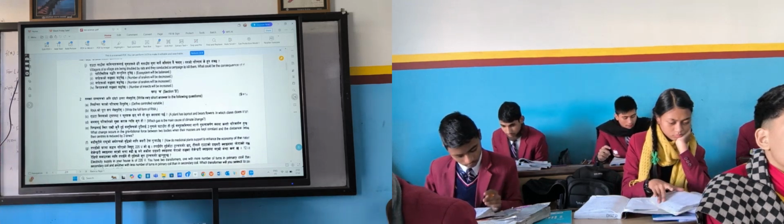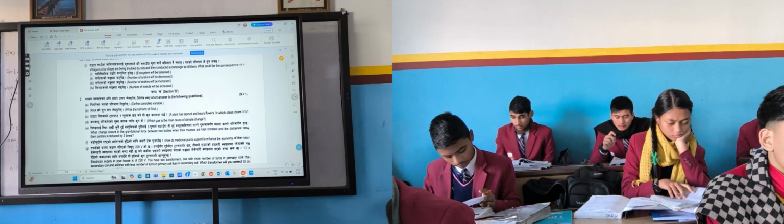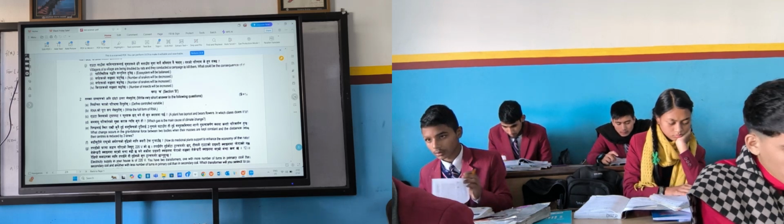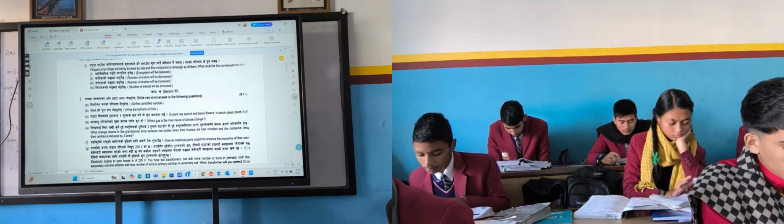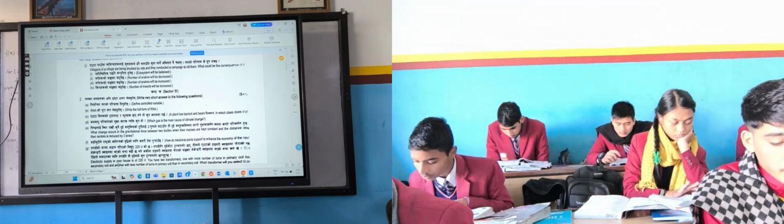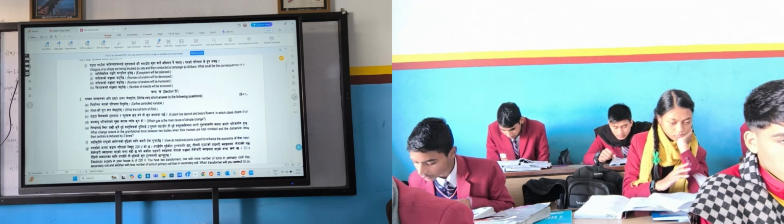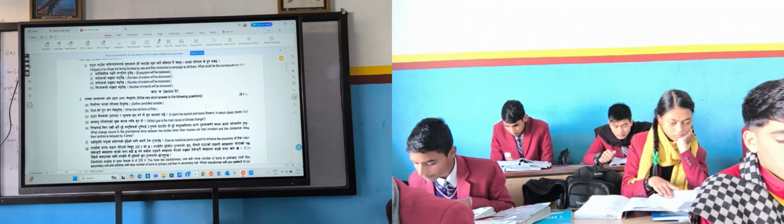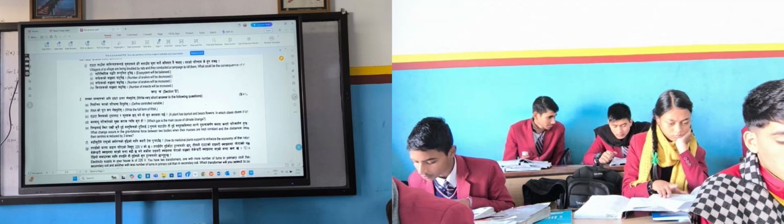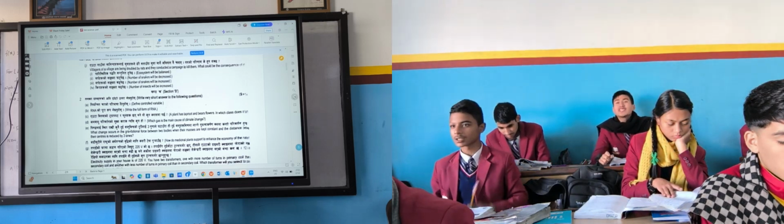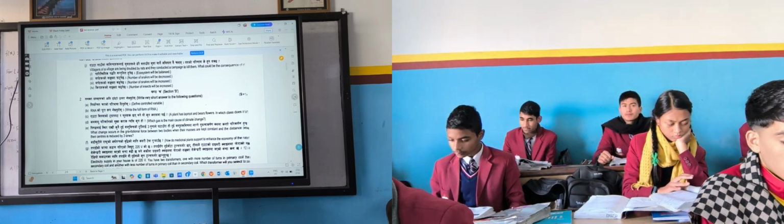Now number J. Please read the question. Villagers of a village are being troubled by rats and they conducted a campaign to kill them. What could be the consequence of it? Ecosystem will be balanced. Number of snakes will be decreased. Number of snakes will be increased. Number of insects will be increased. Which one? Number of snakes will decrease, sir.